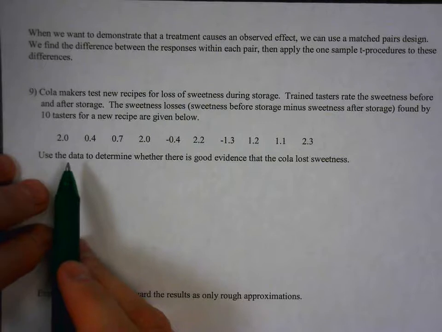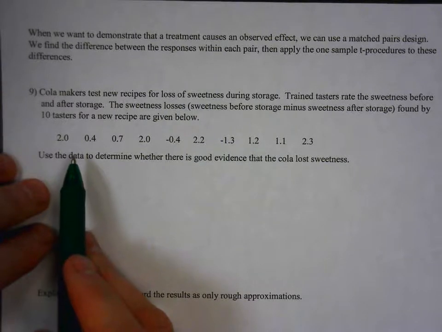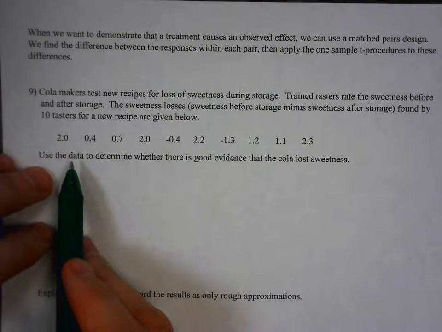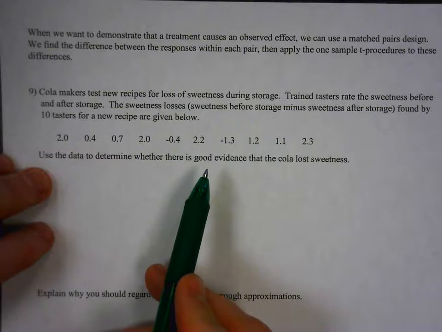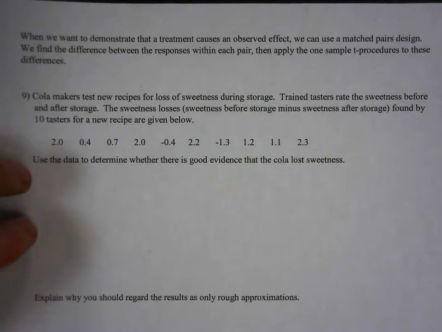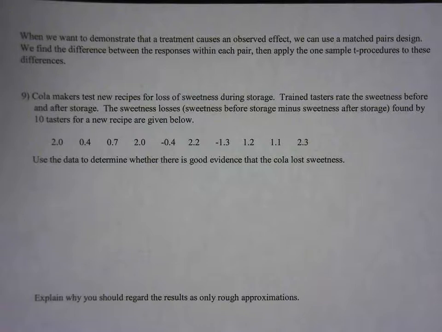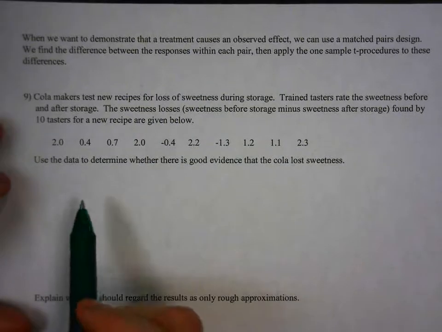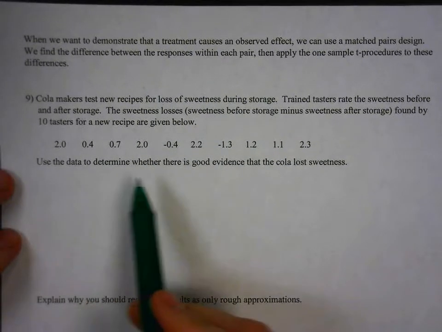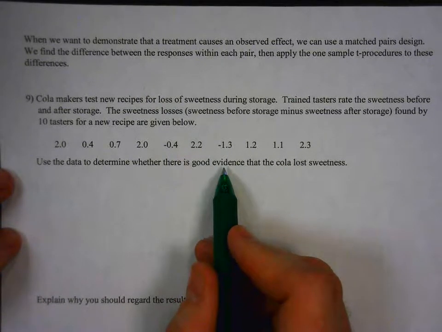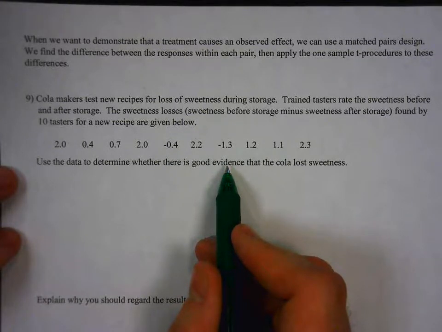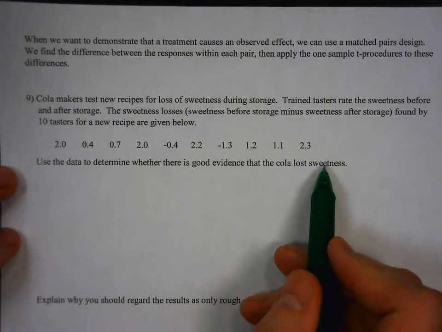So if we look at our values here, use the data to determine whether there's good evidence that the cola lost sweetness. Is there good evidence that the cola lost sweetness? Well, that means we're doing a hypothesis test. We're going to test a claim. So they're going to claim that the cola lost sweetness.